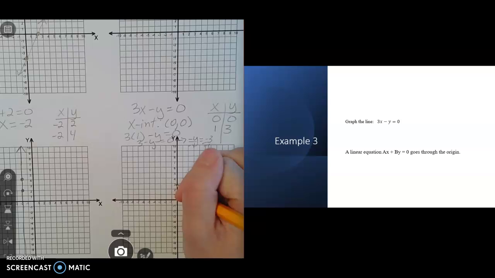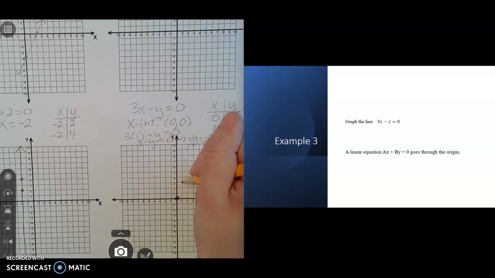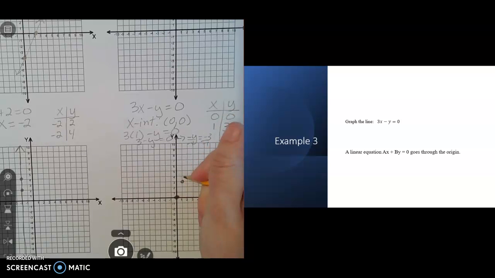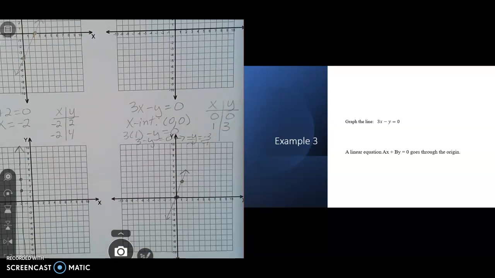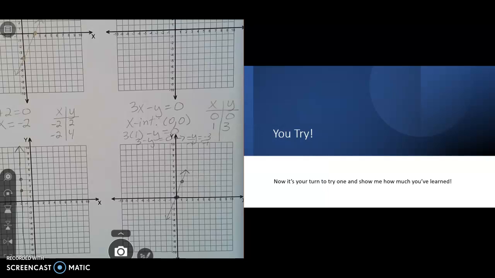So my first point was the point 0, 0. That's my x-intercept and my y-intercept. And I'll also have the point 1, 3. So that I can graph a line nicely. And I'll connect the dots to form a nice line. Okay? And in general, if you have that standard form and it equals 0 instead of a different number, it's always going to go through the origin. Alright, now it's your all's turn to try one and show me how much you've learned.